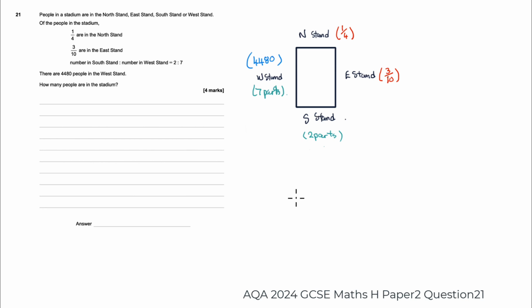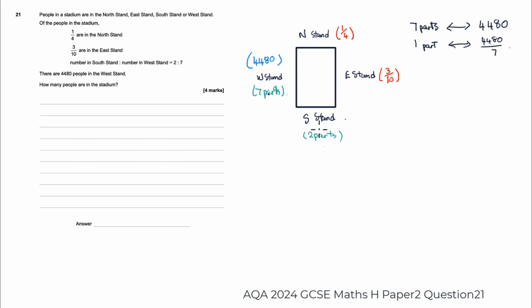So how are we going to work this out? Well, looking at this information, 7 parts, 4,480. 7 parts correspond to 4,480 people. So what would that make 1 part? Well, it would be a 1/7 of this. We divide that number by 7.